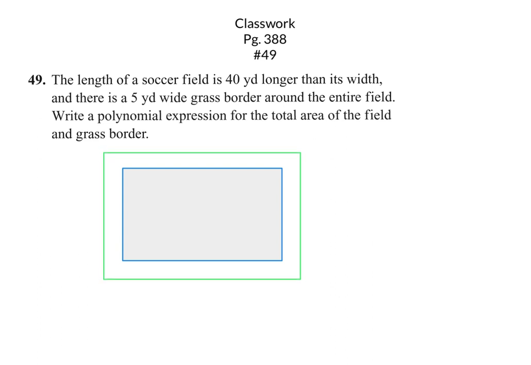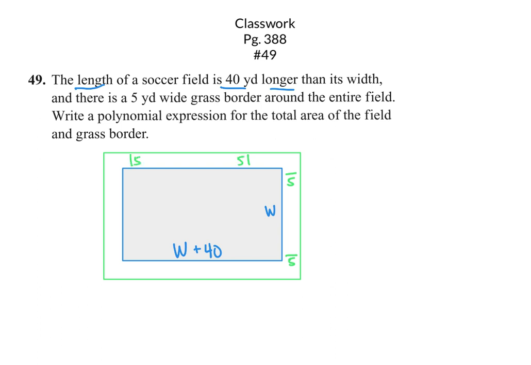All right. They've given us a little bit of information about the soccer field. We do not know the width, right? We actually don't know the length either, but what do we know about the length? The length is 40 yards longer. How do I write that compared to the width? Width plus 40. Easy enough, right? They also said there's a 5-yard wide grass border. So that means this is going to be 5, right? All the way around we have this 5, right?